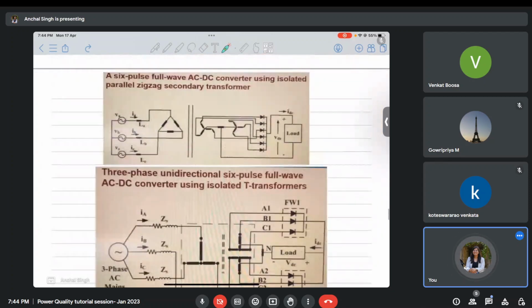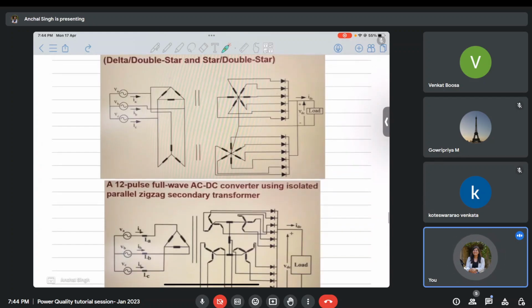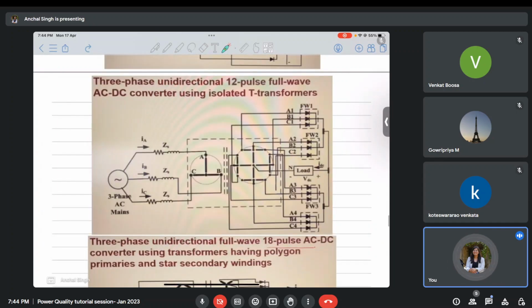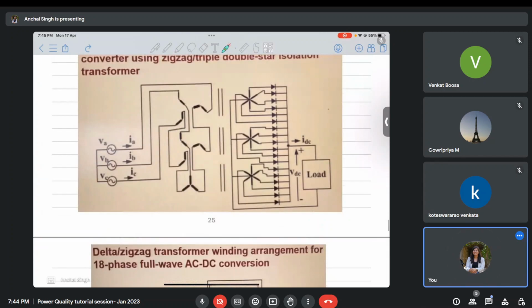So these are different topologies where different isolation transformers are used, either zigzag ones or T transformers, or double star, double delta. These are different kinds of T type transformers. So these are a lot of complicated combinations. But if you try to understand the basics behind these, you will easily be able to understand what is going on.